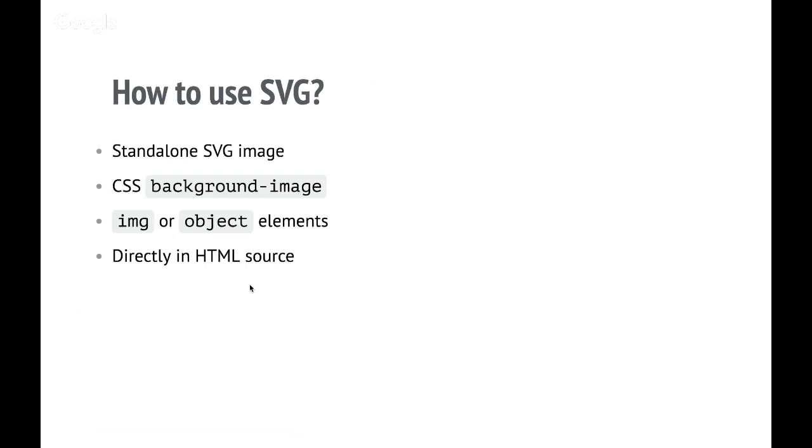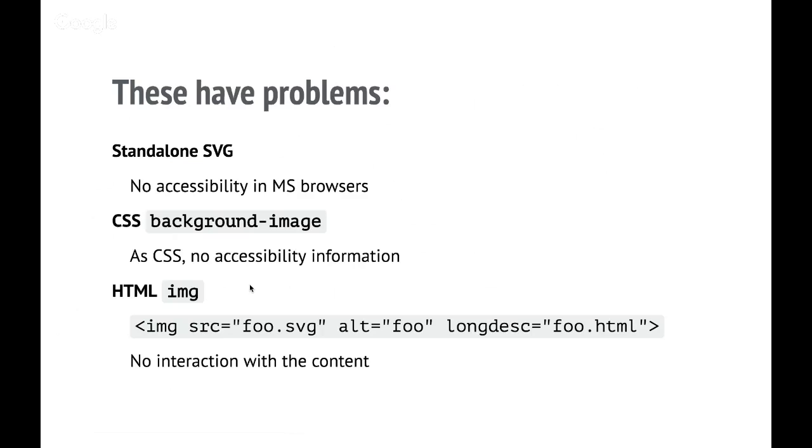There are a number of ways to actually use SVG. You write some SVG and you can have just a standalone SVG image that will render in any browser. You can use it through CSS as a background image, the way that people use, say, CSS sprites. You can use an image element in HTML. You can use an object element in HTML. From HTML5 onwards, you can include SVG directly as part of your source code. Next slide, please. Of those choices, 3 of them have some serious problems.